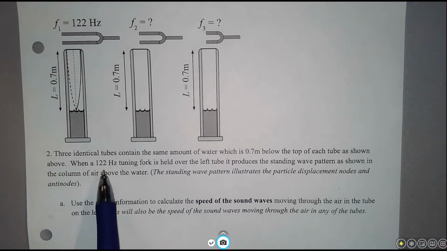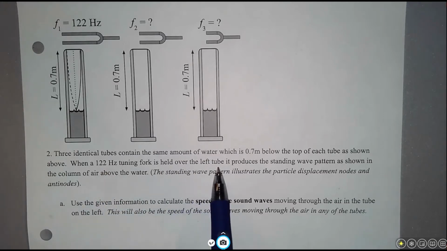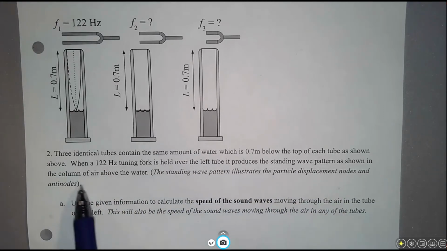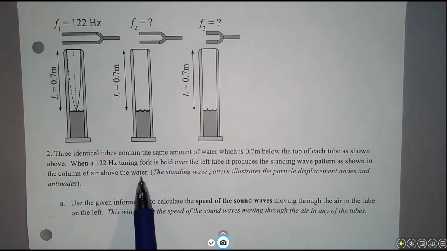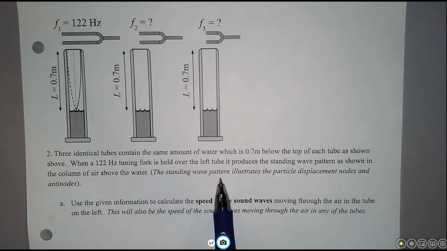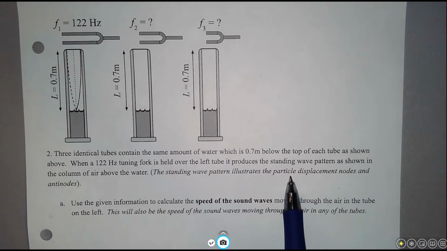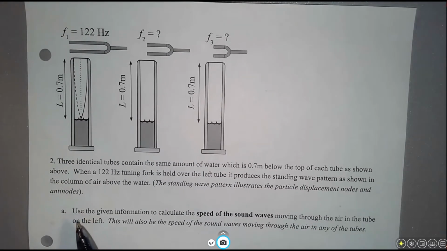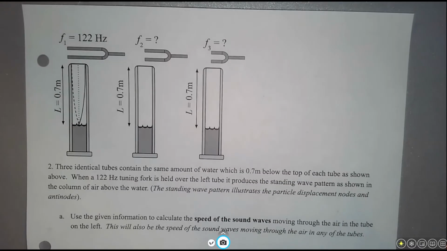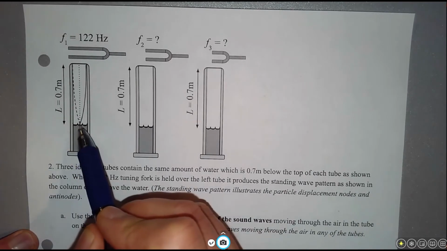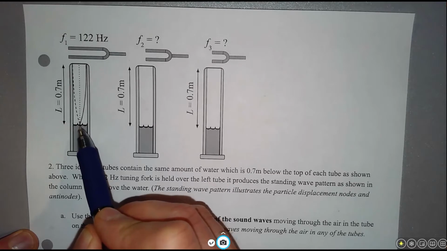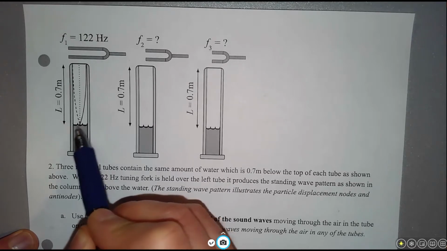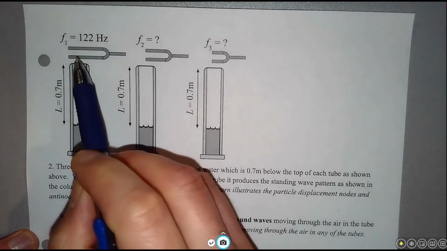When a 122 hertz tuning fork is held over the left tube, it produces a standing wave pattern as shown in the column of air above the water. And just to note, the standing wave pattern illustrates the particle displacement nodes and antinodes. Remember, when we try to graphically show what's happening inside of a column of air with standing waves, we can either show displacement nodes and antinodes, where the air is, let's say here, where there's a displacement node, it's not moving back and forth from its equilibrium position, and its equilibrium position is, let's say, right here.